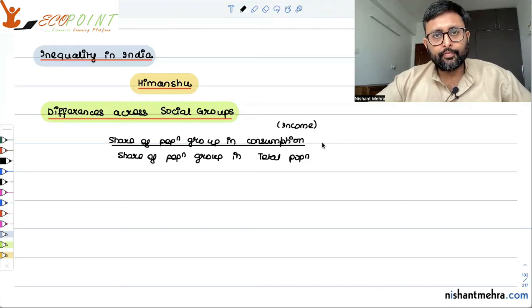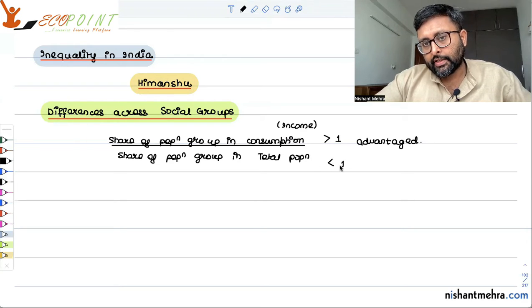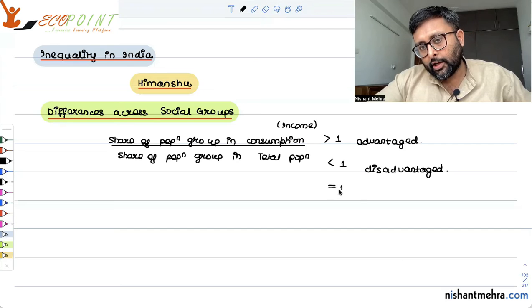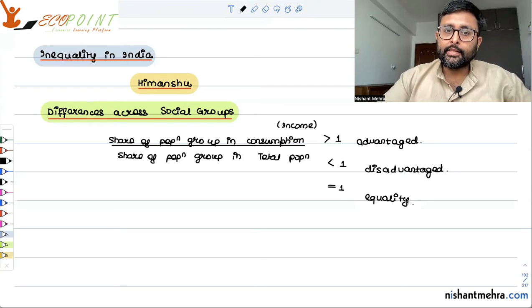That is equality. If this relationship is greater than 1, this means an advantaged position, then the social group is in an advantaged position. If this is less than 1, then the social group is at a disadvantaged position. If this is equal to 1, then there is equality.